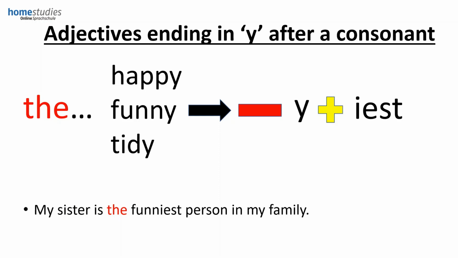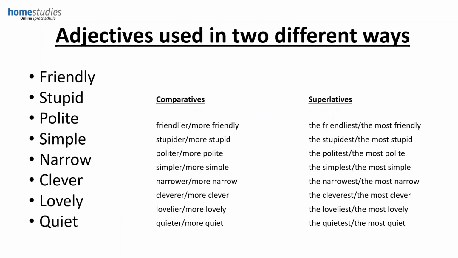So remember, if the adjective ends in y after a consonant, take away the y, but this time you will add iest. Now, with some adjectives, they can be used in two different ways. So let's have a look at the word polite. So when we are using the comparative structure, we could say politer than, or we could say more polite than.